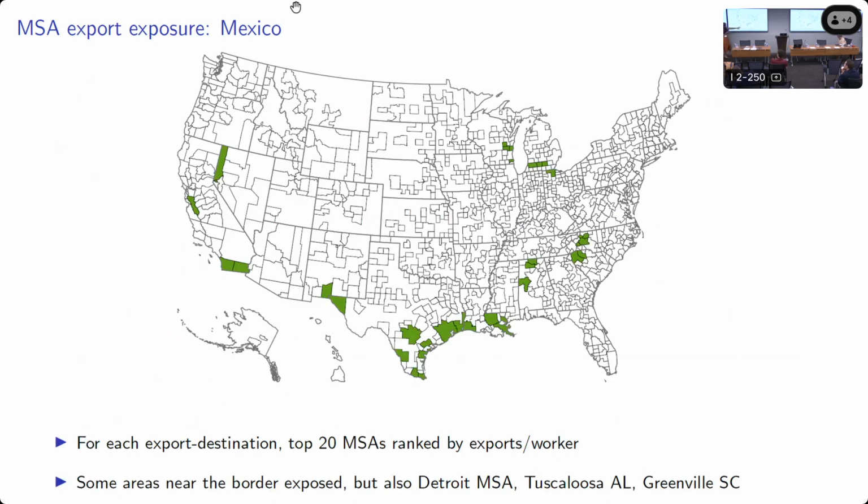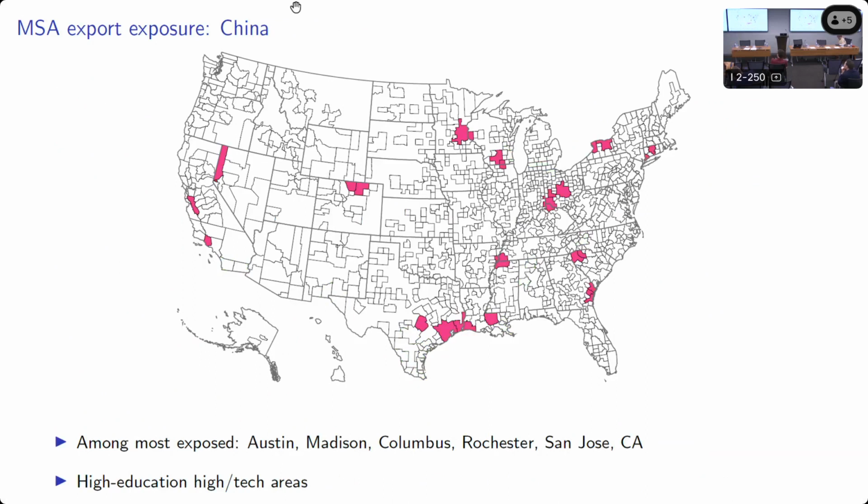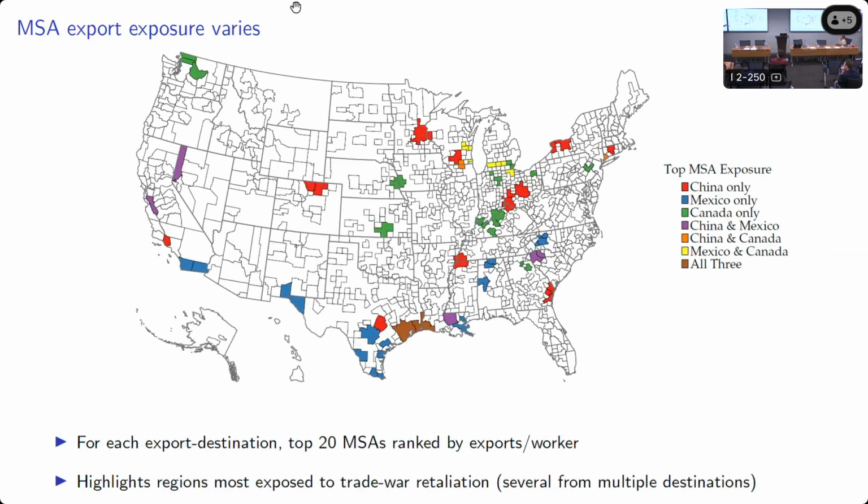You can see there are quite a lot of areas in Texas. That's not surprising. But you also see Detroit, you see places in Alabama, you see South Carolina in there. So these are all places very exposed to any trade war with Mexico. Here's China. You can see now a lot of variation, and particularly if you look in detail at which MSAs are most exposed to China, you see that you have Austin, Madison, Columbus, Rochester, San Jose, lots of tech, high education intensive areas. And then here's China, Mexico, and Canada.